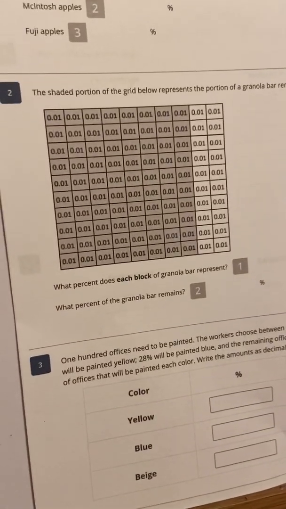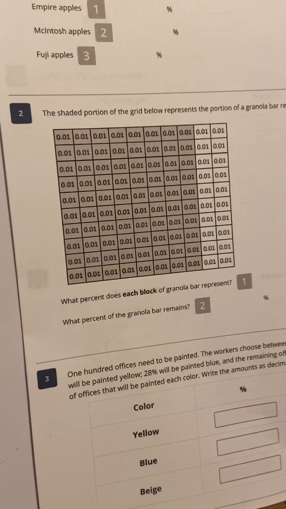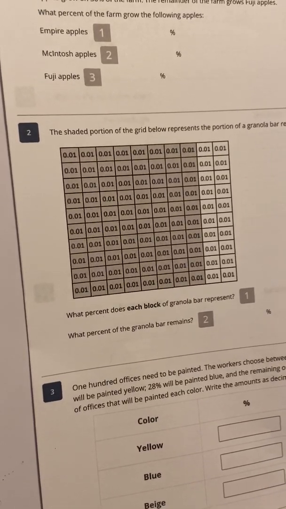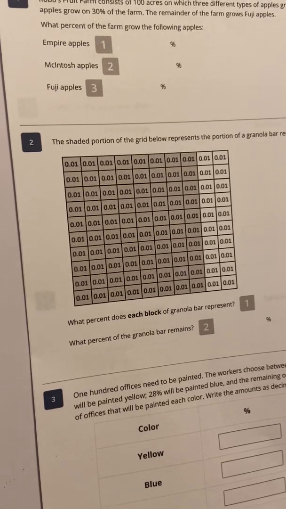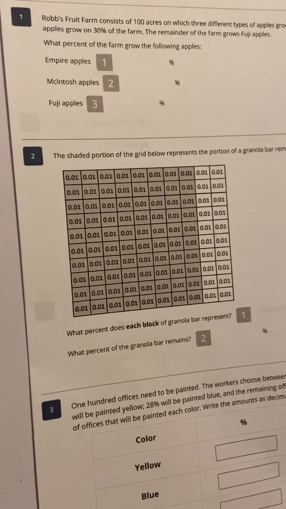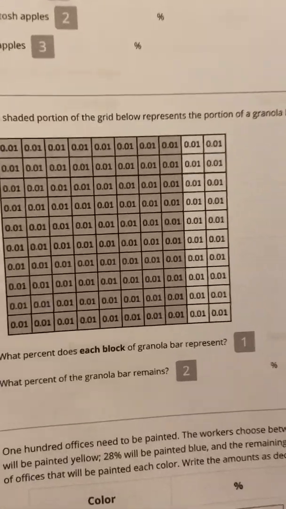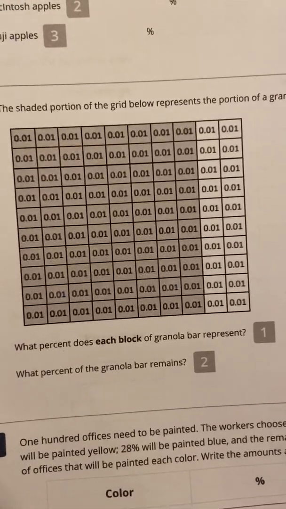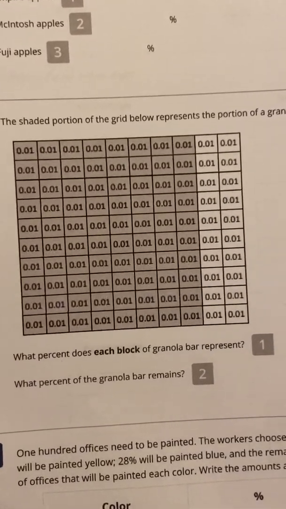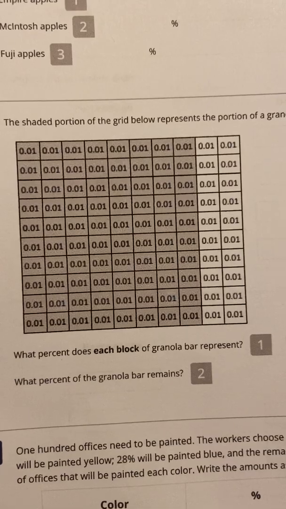Question number 2. It says the shaded portion of the grid below represents a portion of a granola bar remaining. So the shaded portion represents the granola bar remaining. So I want you to look at this grid. You can see it on your computer screen. And we want to see how much of this is shaded.